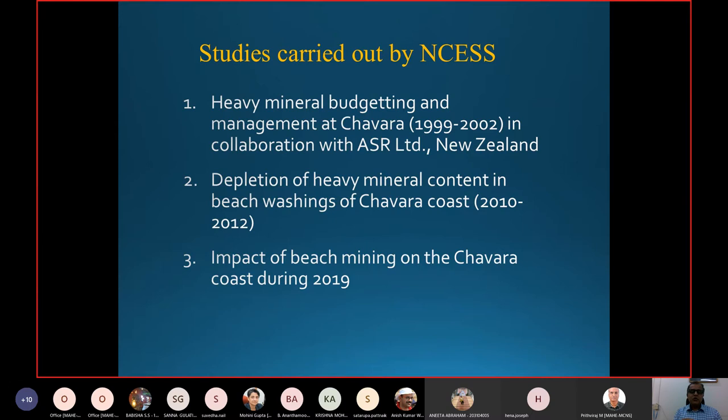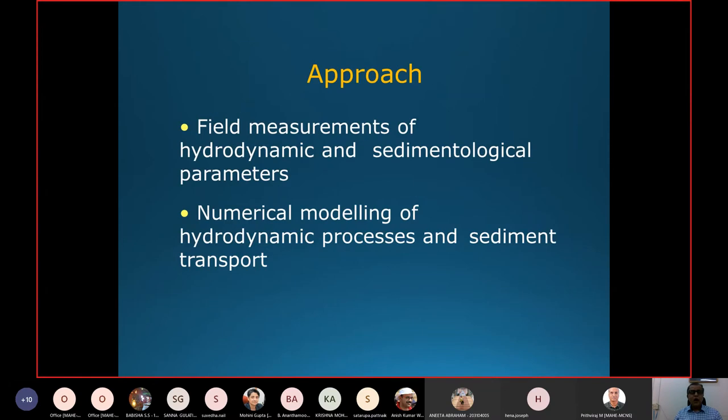And then in 2019, we did a study last year of the impact of beach mining on the Chavara coast, because there was a serious question mark on these companies, because they were exploiting much more than what was suggested to them in 1999. I think the government took a decision to approach us. I think we did that study in 2019. I will just show a few examples of that.